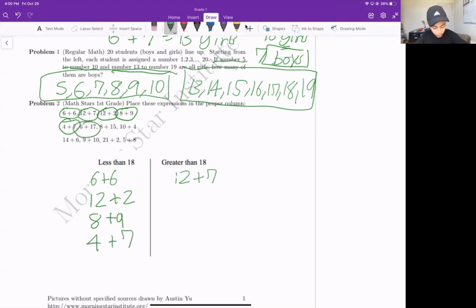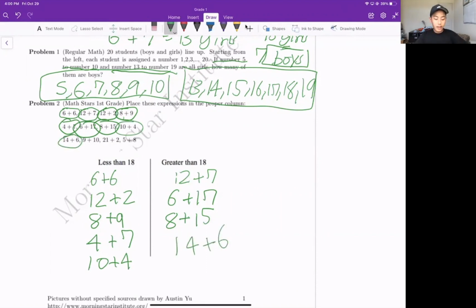6 plus 17 is 23, so that goes right here. 8 plus 15 is 23, so that goes right here. And 10 plus 4 is here. The last column, 14 plus 6 is 20, so that goes right here. 9 plus 10 is 19, so that goes right here. 21 plus 2 is 23, so that goes right here. And lastly, 5 plus 8 is 13, so that of course goes right here. And that's how you do problem 2.